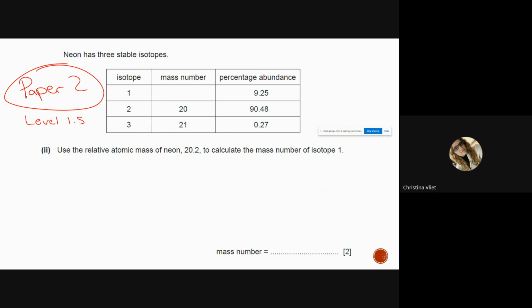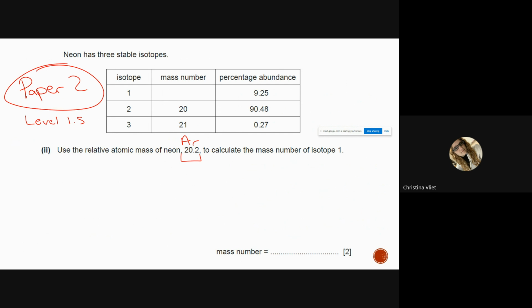Let's take a look at how to solve. This time they give you the Ar, and they are asking you to solve for a missing mass number. So how should we go about this? Well, they gave us the estimated value of neon, so just find the values for 20 and 21 and then subtract that from neon. Absolutely. So some algebra is going on here.